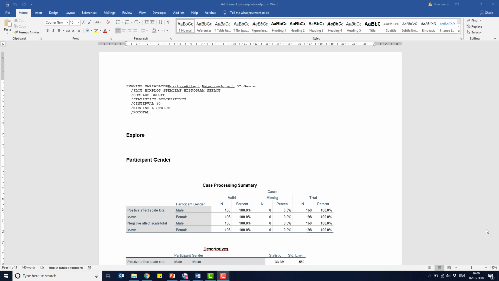So hopefully by now you've had a look through the additional exploring data worksheet and the additional exploring data output, which is on this document here, and you've had a go at answering those questions. So I'm just going to talk through some key things to look for and what you can do with each table, and I'll talk a little bit about reporting.